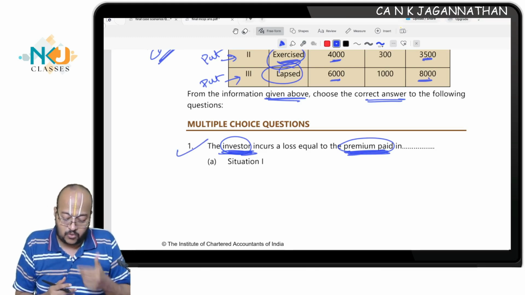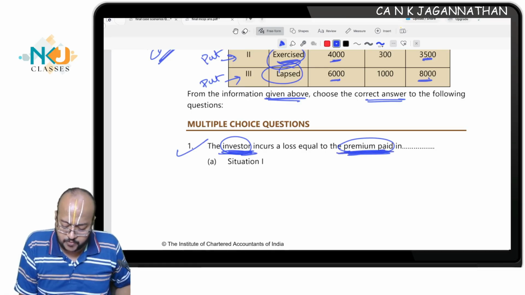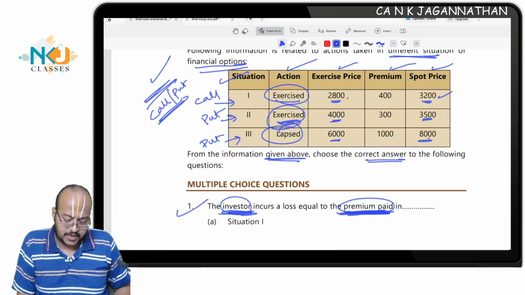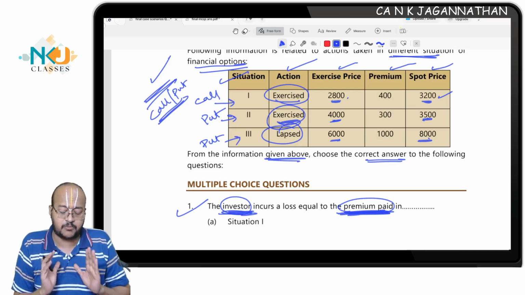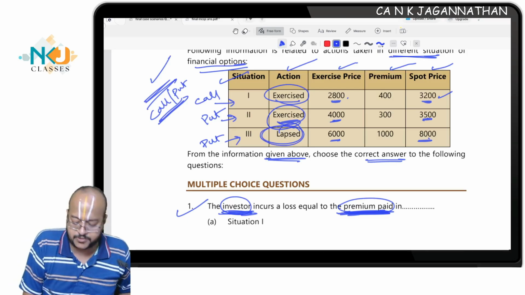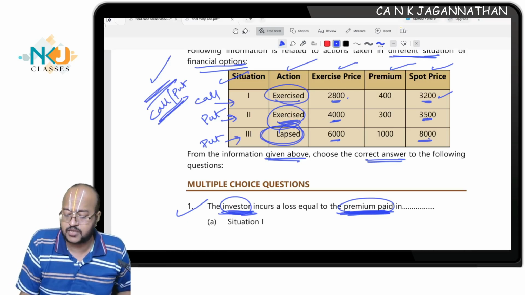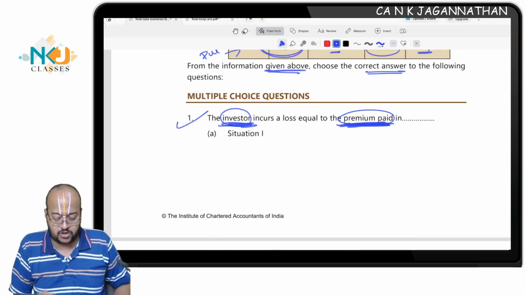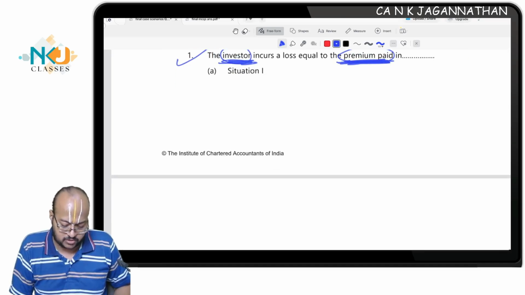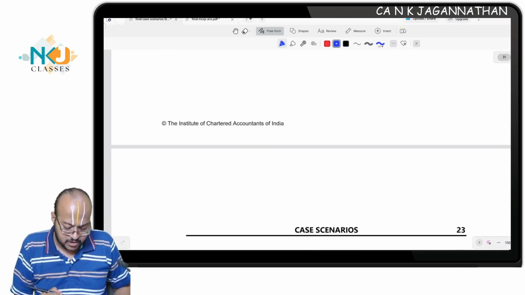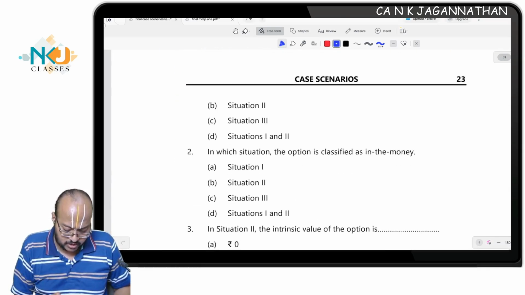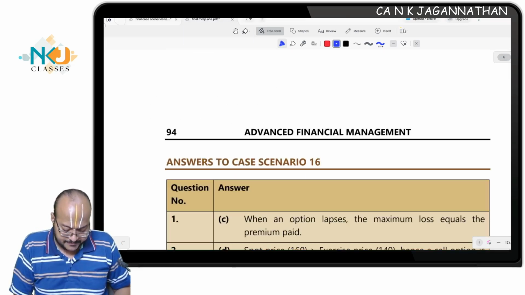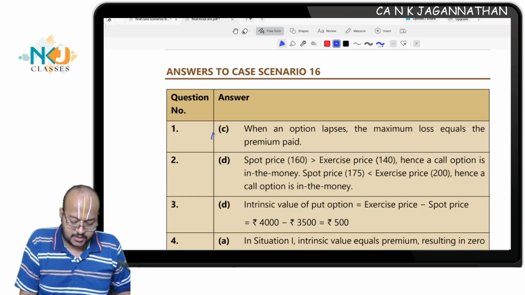It is about holding. Now, in which case is the loss equal to the premium paid? We will see in which case it is a total loss. When he is lapsing, then only the premium paid will be lost. When he is lapsing, the net payoff will be the premium. Premium is how much? 1,000 rupees paid, so that is the loss. Because he is lapsing, in situation number 1, 2 or 3, I think C should be the solution. Let's verify this. Okay, C is the solution.